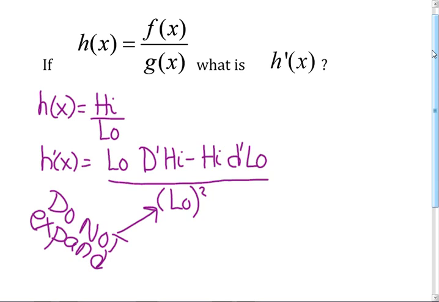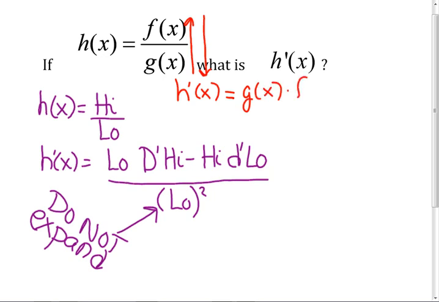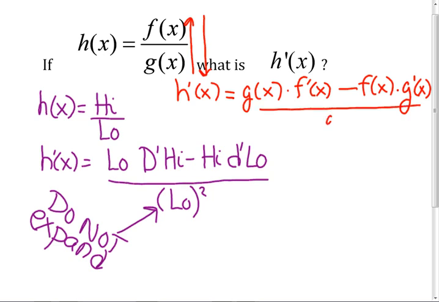So h prime of x, let me just change colors. It doesn't matter if you want to use this or use my method or whatever method works for you. It's the denominator. I start downstairs and I go upstairs, then I come back downstairs. So it's g of x times the derivative of f of x minus f of x times the derivative of g of x. So it kind of looks like the product rule, except that's minus, order matters, over the denominator squared. And I don't even think I put an example on here. Did I? Do you need one?